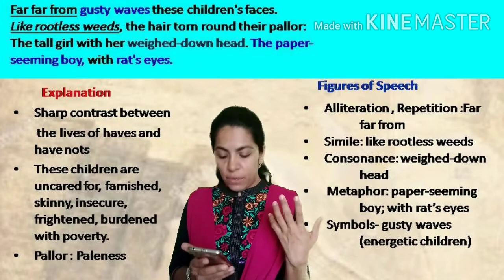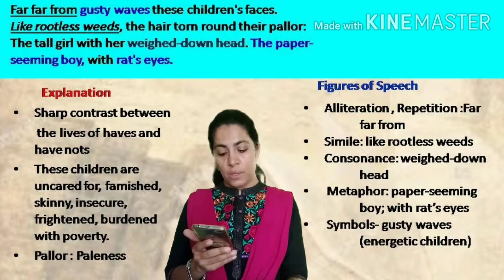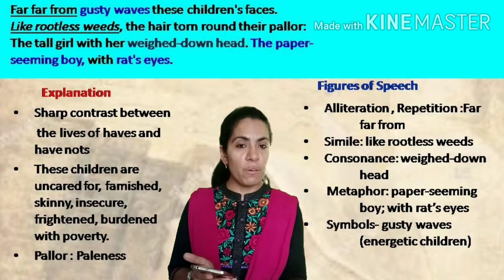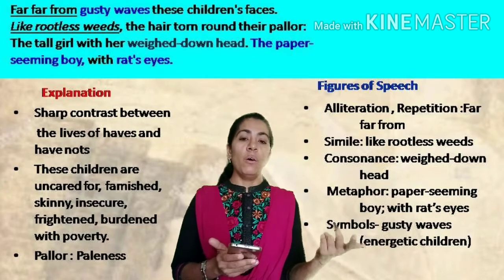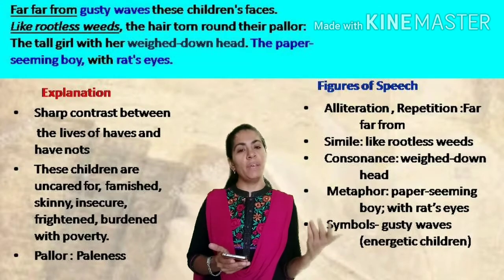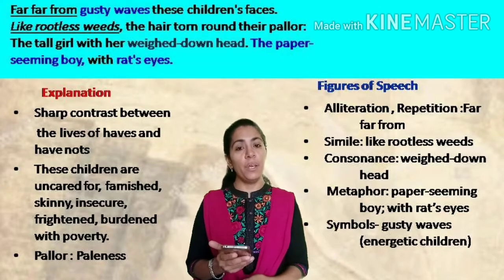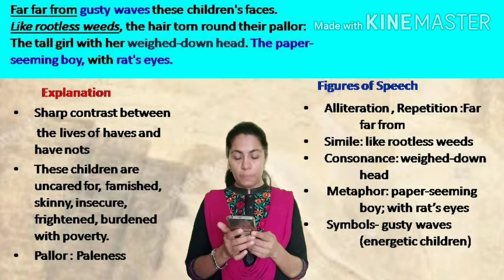And then there are various symbols like the gusty waves. They are symbolic of the energetic children, and these children's lives are far removed from the lives of those children who are living in luxury, and who are leading a very beautiful life.